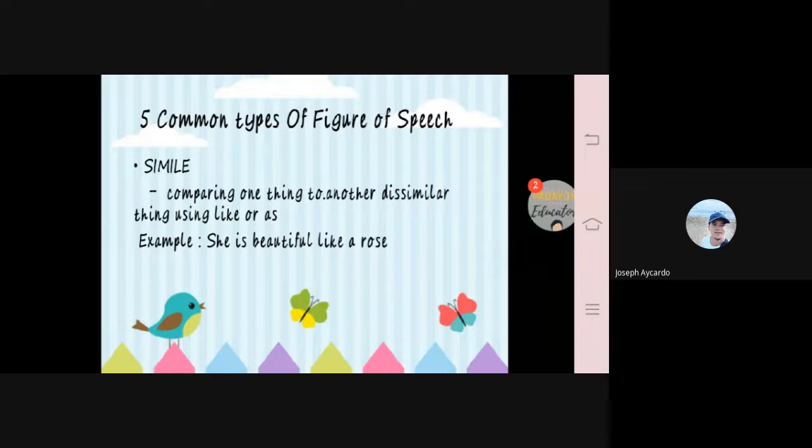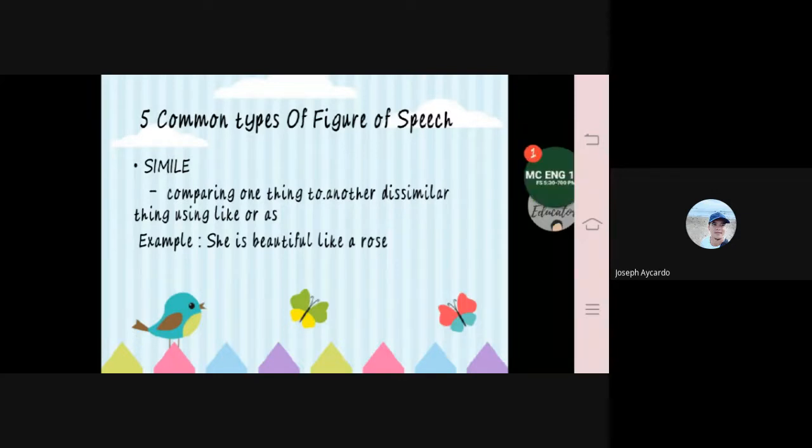Who will read number one, simile? Anna? Okay, thank you. Simile: comparing one thing to another dissimilar thing using like or as. So, simile is comparing one thing to another and using like or as. For example, she is beautiful like a rose. She is comparing her to a rose. She used like to say she is beautiful.